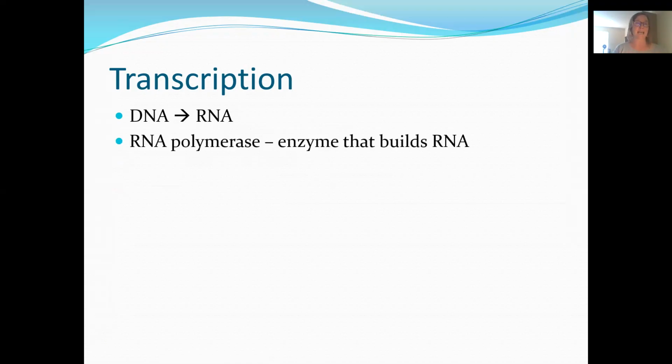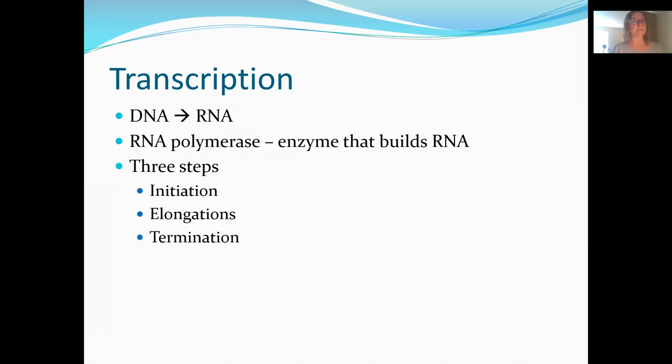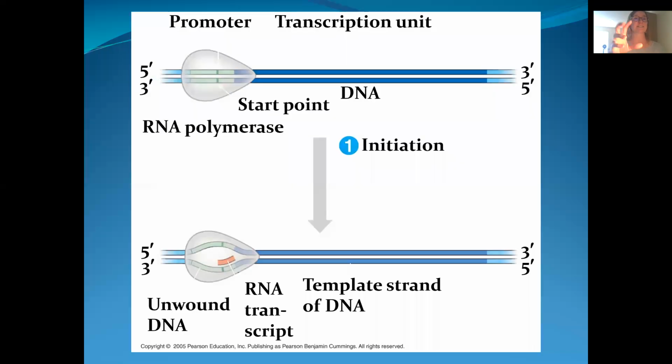For transcription to happen, you need to have RNA polymerase, and this is the enzyme that builds RNA. And it happens in 3 steps: initiation, elongation, and termination. So initiation is starting, right? And transcription begins when RNA polymerase binds to the DNA. It binds at a region called a promoter. I don't think you need to know that at this point, but it binds to the promoter, and that's initiation.